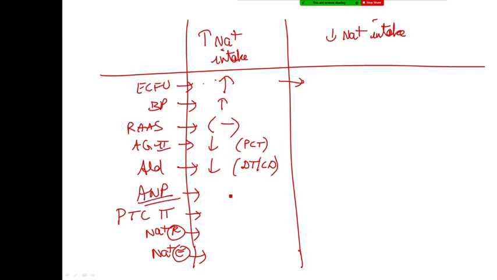Can ANP help? Yes, it's a diuretic. So what will happen to ANP secretion? Increase. How does it actually happen? Because the venous return increases, it will stretch the atria. So the ANP release will increase.